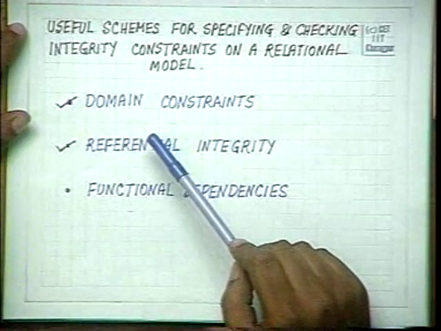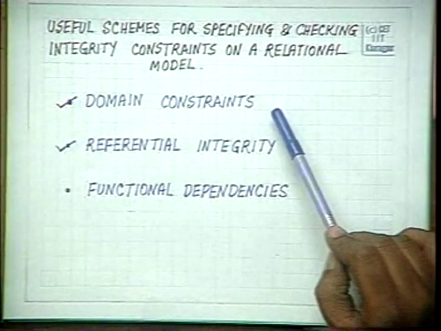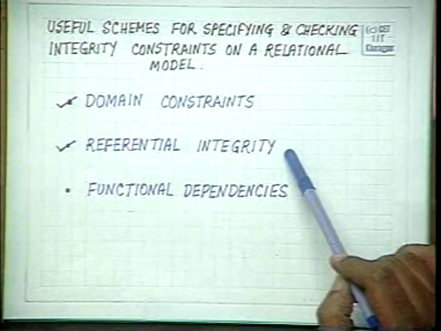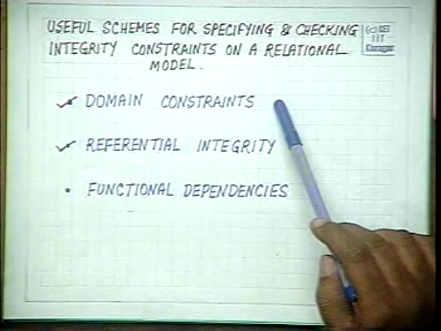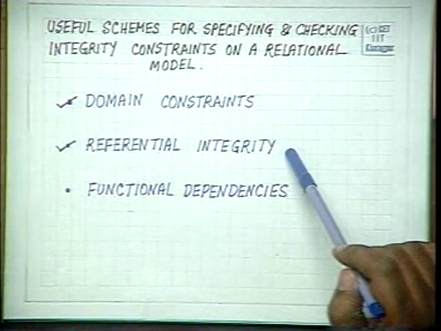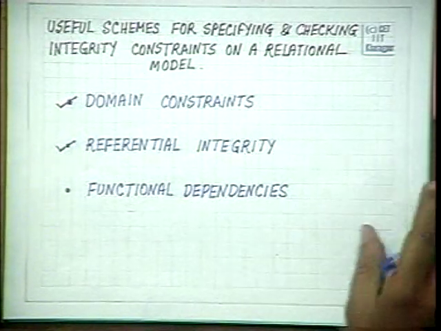In this lecture, we shall discuss functional dependencies. Firstly, we were discussing integrity constraints, and in integrity constraints we saw that we have several schemes for specifying them, namely domain constraints, referential integrity and functional dependencies. We have already seen what domain constraints are and how they are specified and checked. We have also seen the concept of a foreign key in referential integrity, and now we shall move on to functional dependencies.